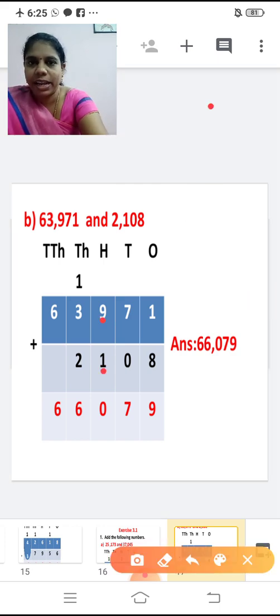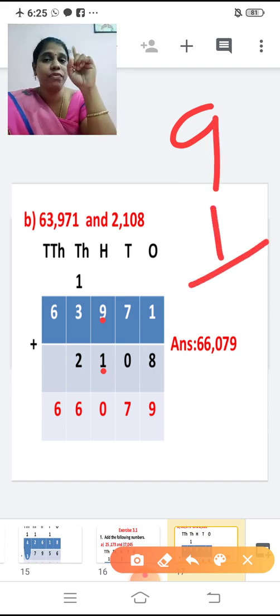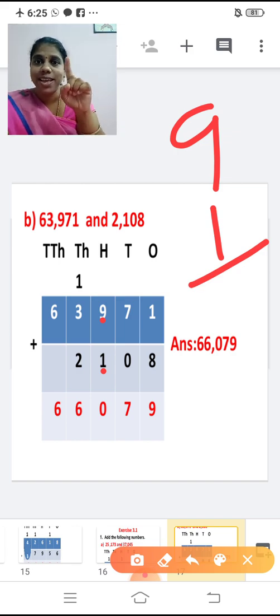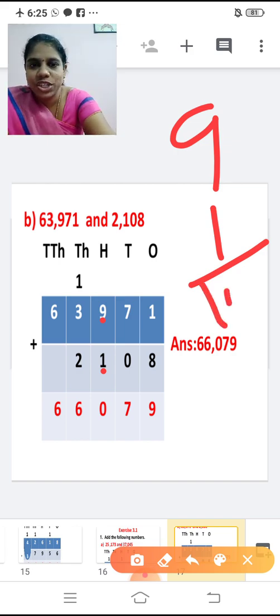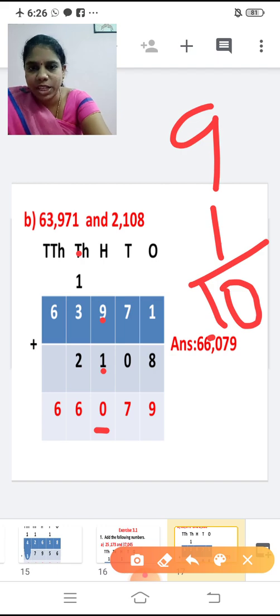9, 1. Add 9 plus 1. After 9, keep 9 in mind. We are going to add only 1 to the number 9. 9 plus 1, 10. It's a 2-digit number. So write 0 here and this 1 is carried over to the thousands place. So I'm writing 0 in the hundreds place and 1 is carried over to the next place, that means the thousands place.